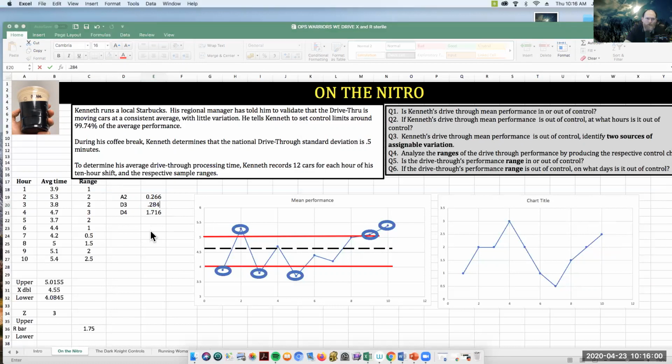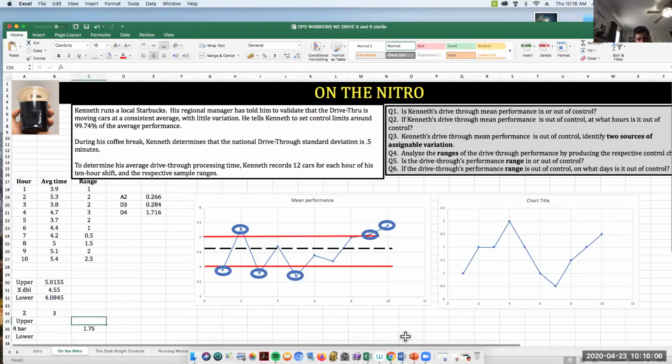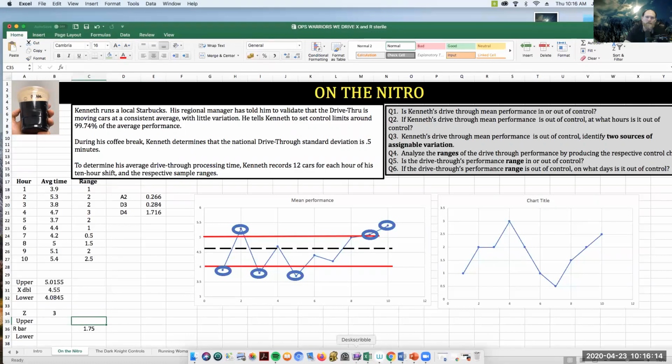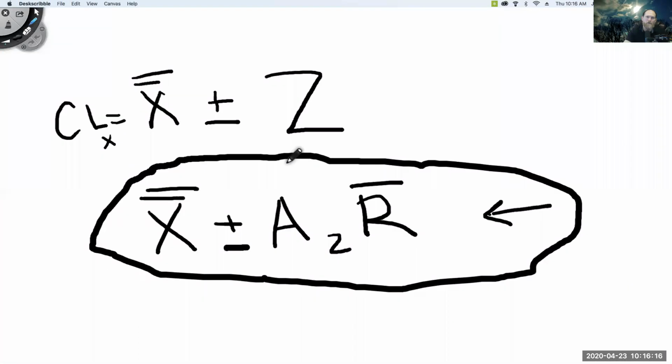So Tim, what do I do with these values? Would you do the same like you did for X bar, just plus or minus them with R bar? Okay, so we're on the right track. My complement to this formula is this one.